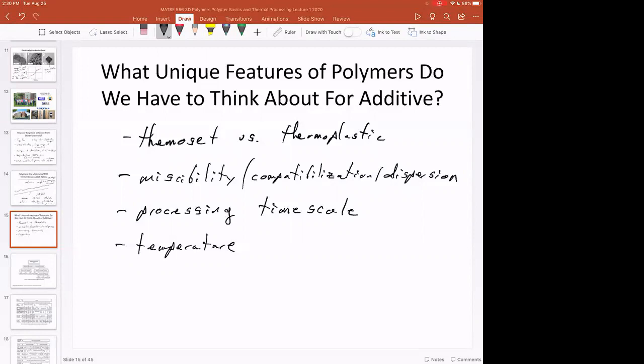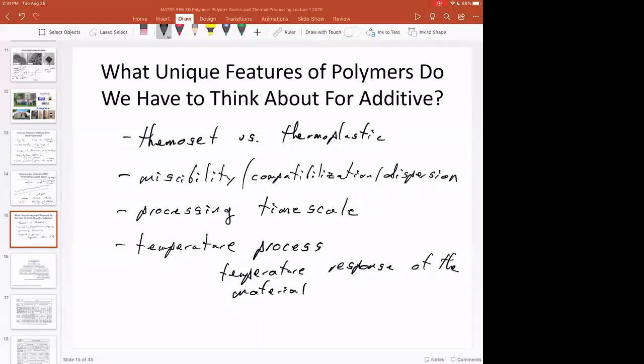And so we really want to understand both temperature of the process and any limits, and temperature response of the material, including thermal conductivities and things like that. So that's a good variable to think about when you think about what's going to be needed to additive polymers. Anything else?